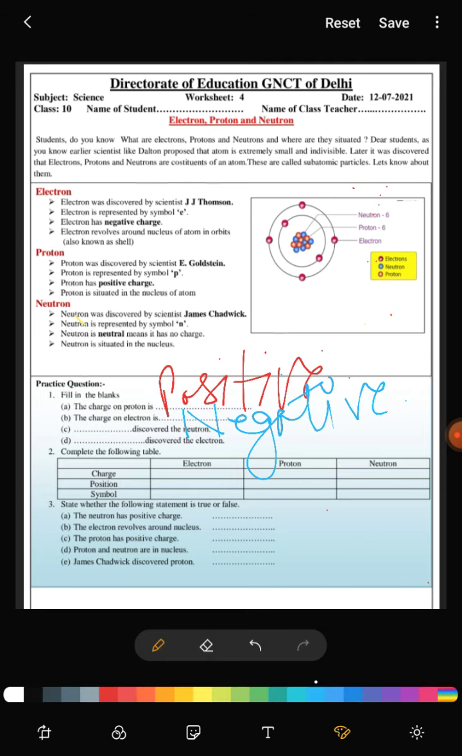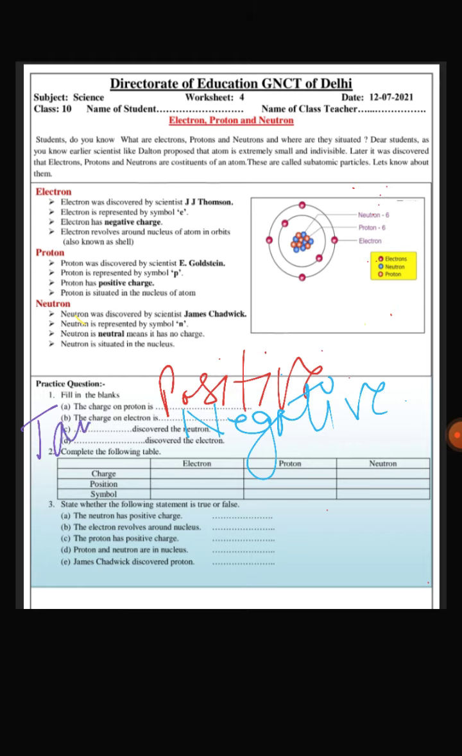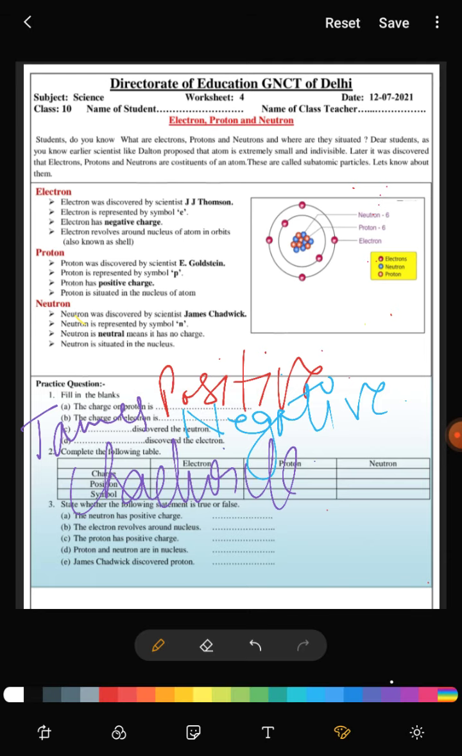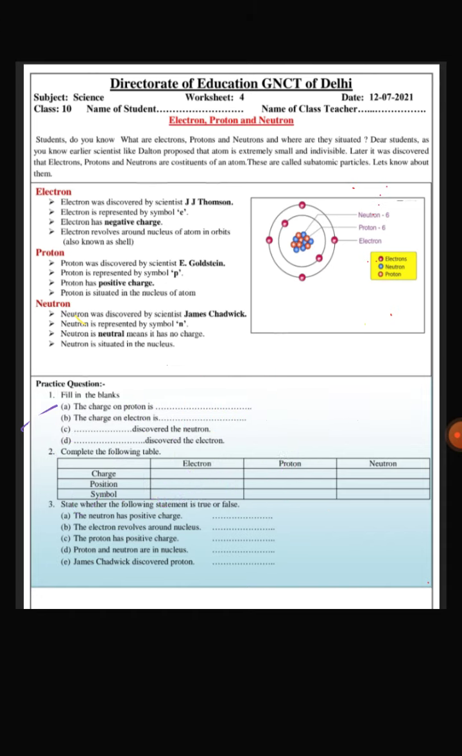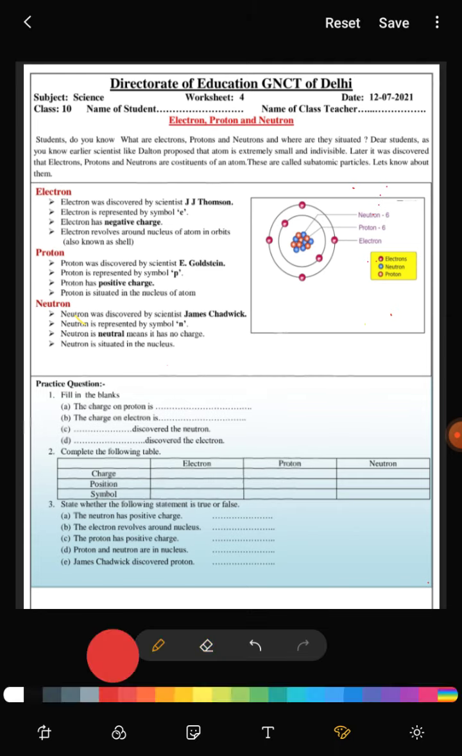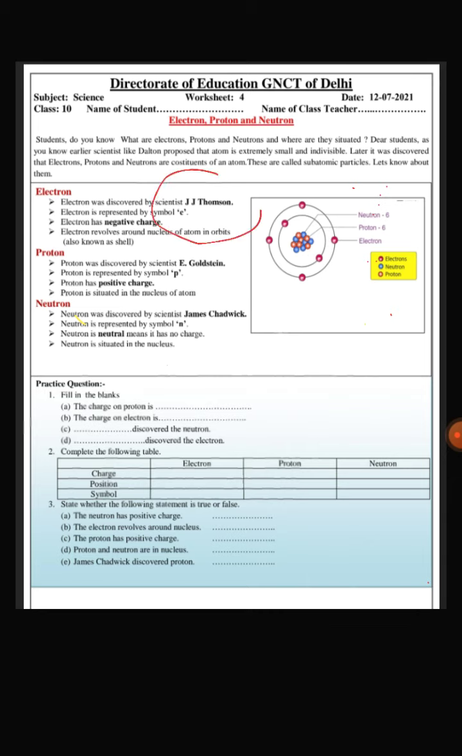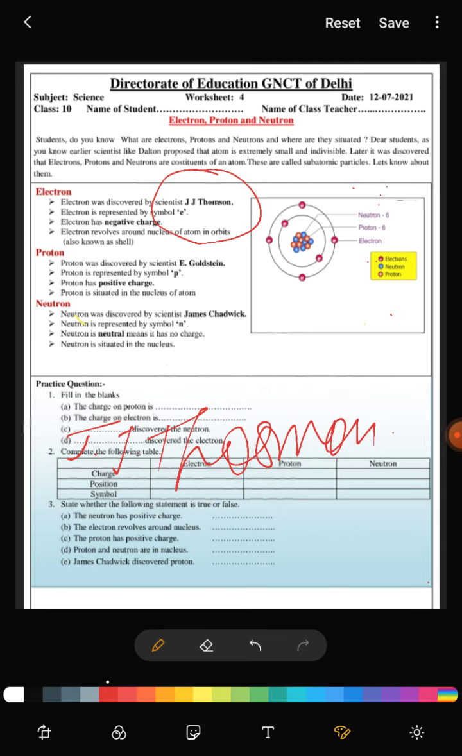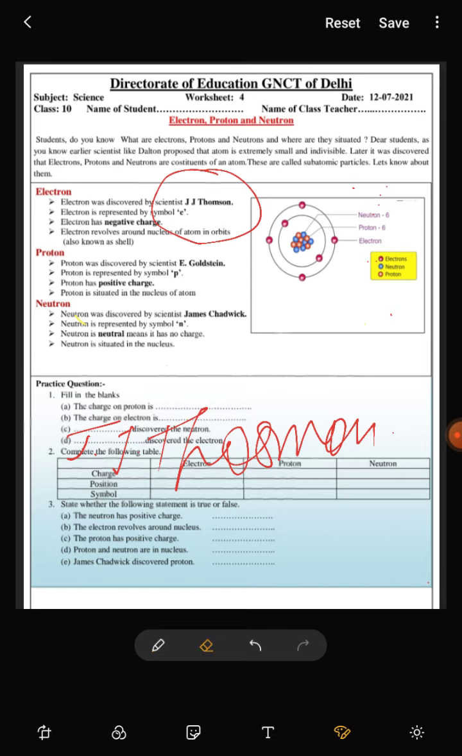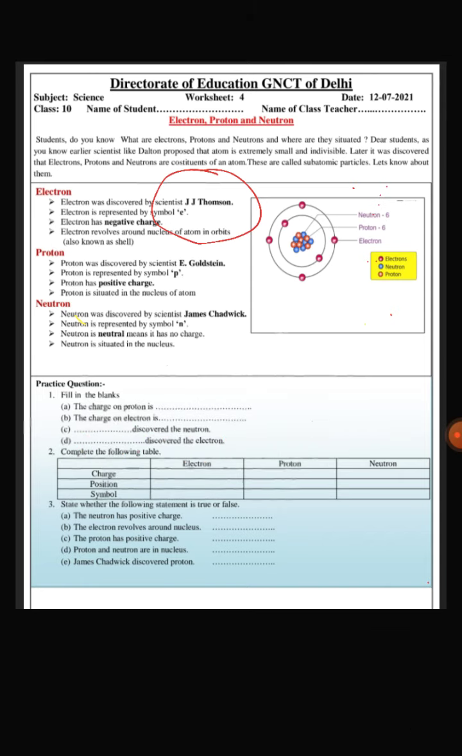The third one is: discovered the neutron. So here you should write the name of the scientist who discovered the neutron. That was James Chadwick. Right. Now question number 4 is: discovered the electron. So we find here the electron was discovered by J.J. Thomson. That was the fourth fill in the blanks. Right. So we have completed question number 1.